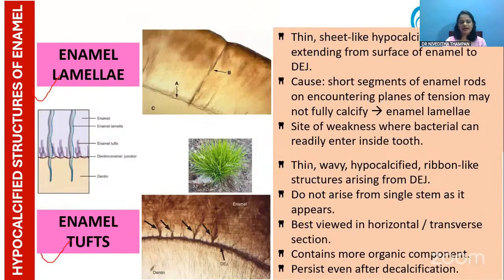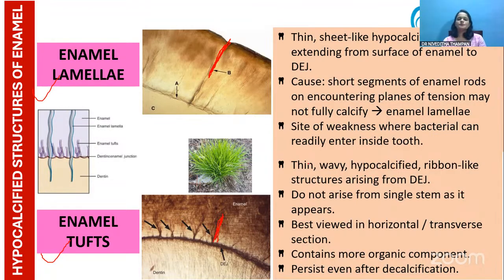Okay, enamel lamellae are thin leaf-like structures that extend from the surface towards the DAJ. But enamel tuft, if you look at it, extends from the DAJ to the surface. Both are in opposite directions. Lamellae is from the surface to the DAJ, whereas tuft is from the DAJ to the surface.